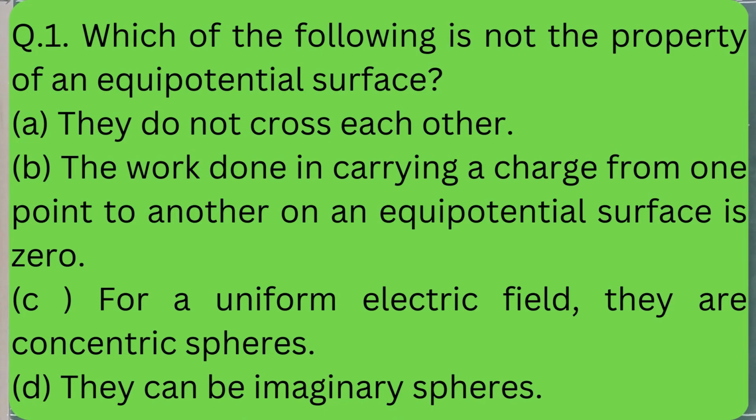Section A, Question number 1. Which of the following is not the property of an equipotential surface? A, they do not cross each other. B, the work done in carrying a charge from one point to another on an equipotential surface is 0. C, for a uniform electric field, they are concentric spheres. D, they can be imaginary spheres. So here the answer is C.